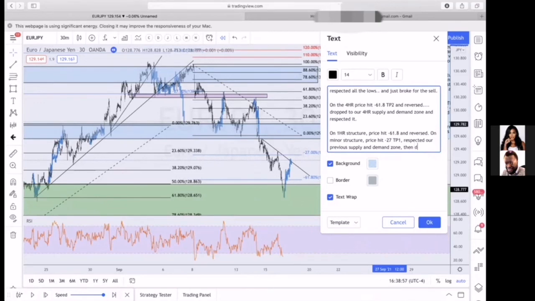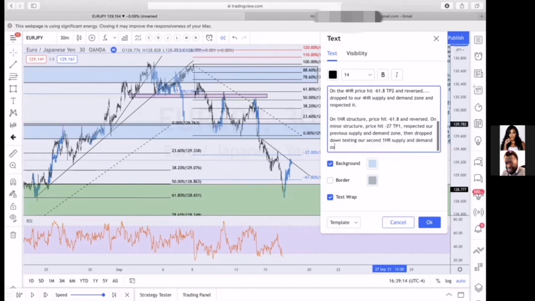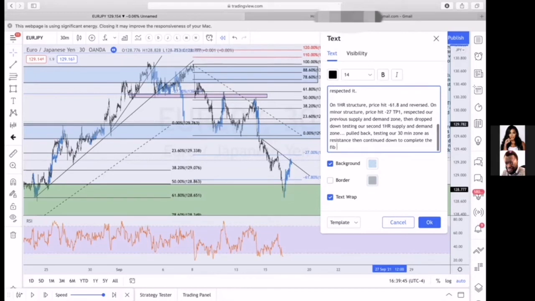I will say then dropped down, testing our second 1-hour supply and demand zone, pulled back, testing our 30-minute zone as resistance, then continued down to complete the fib structure.